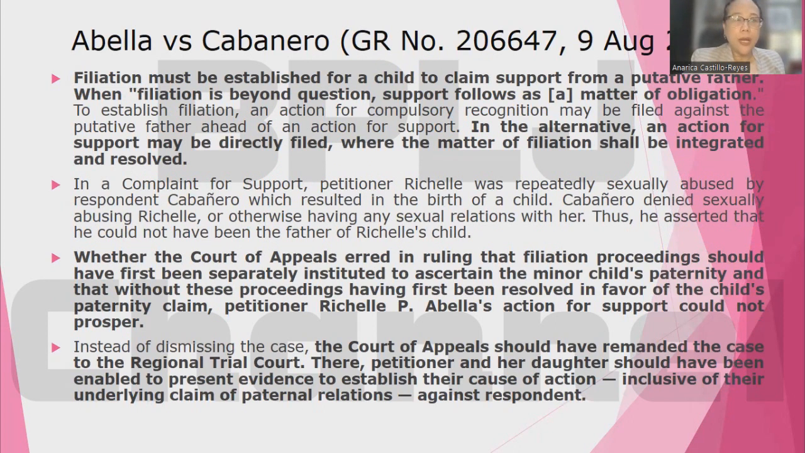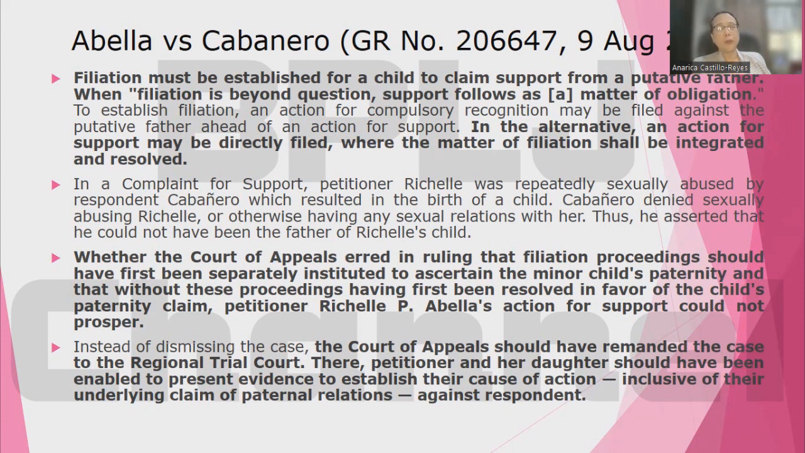Okay, we have the case of Abelia versus Caballero. When filiation is established, again, there are rights which consequently result from the establishment of filiation, one of which is support. So when filiation is beyond question, support follows as a matter of obligation. An action for support may be directly filed where the matter of filiation shall be integrated and resolved. So there is no need first to file an action to establish filiation before you can file an action for support. You can actually directly file an action for support and then introduce your evidence of filiation in that action for support.